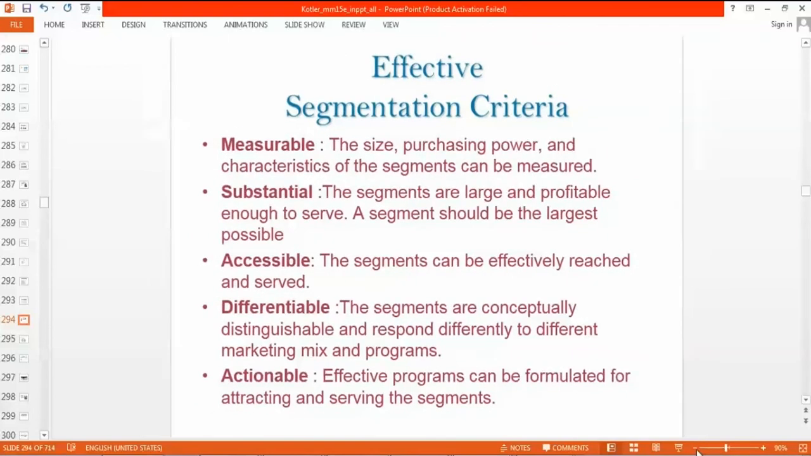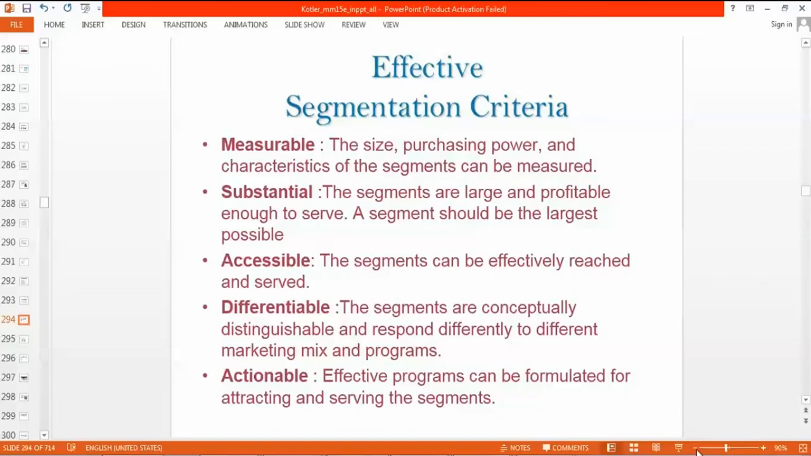So for effective segmentation, they're supposed to be measurable, substantial, accessible, differentiable, and actionable. Measurable: we understand the size, we can get the average number and identify the standard deviation. Substantial: we can identify the segment that is profitable and large for our target segments. If they are small, putting effort into a small group is useless, not sustainable. You are not going to get a sustainable competitive advantage.